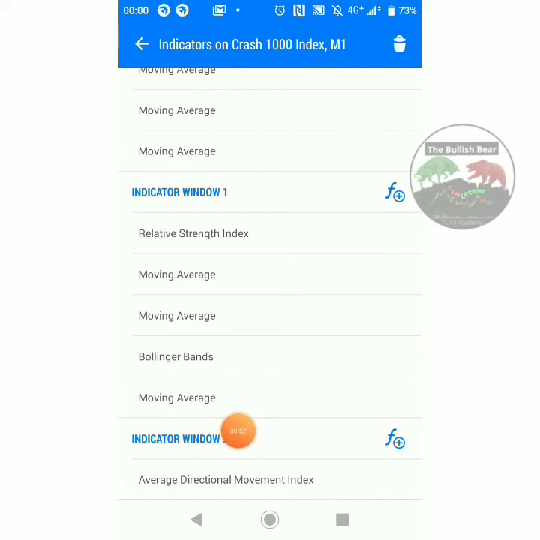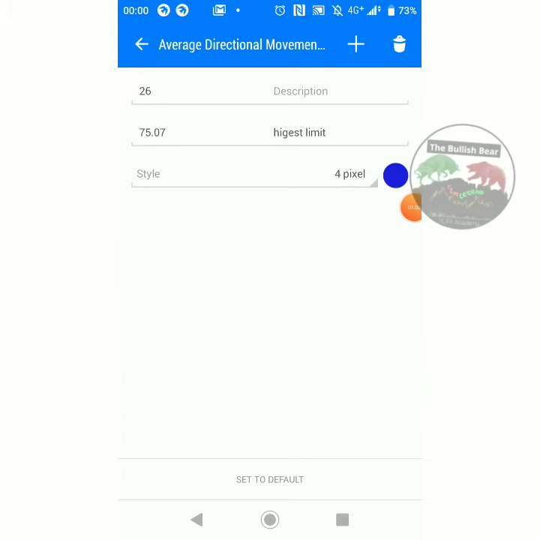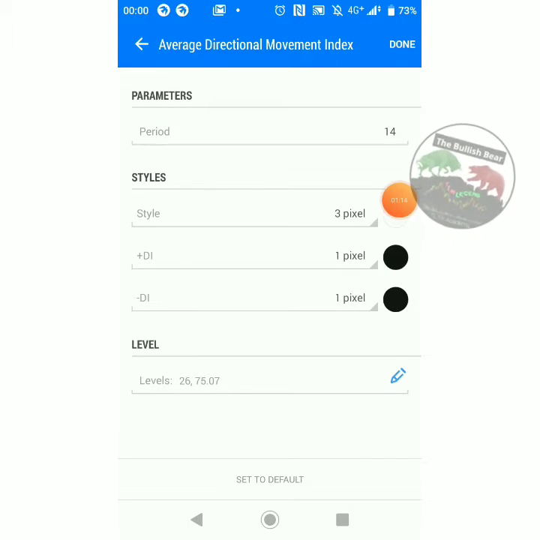You open a new window 2, and then add average directional movement, 14, black, white here. If your background is white, you make this two white and make this black. If your background is black, you make this two black and make this white. In our levels, we have 26 and we have 75.07. You click done.